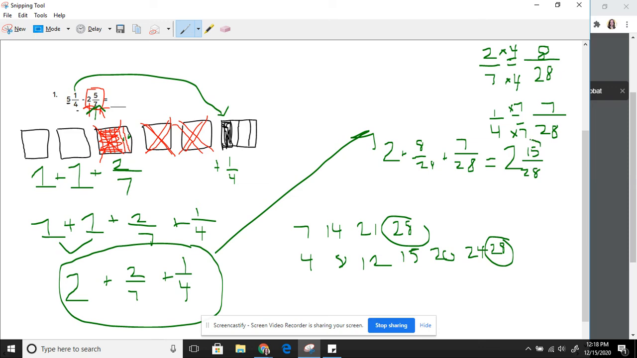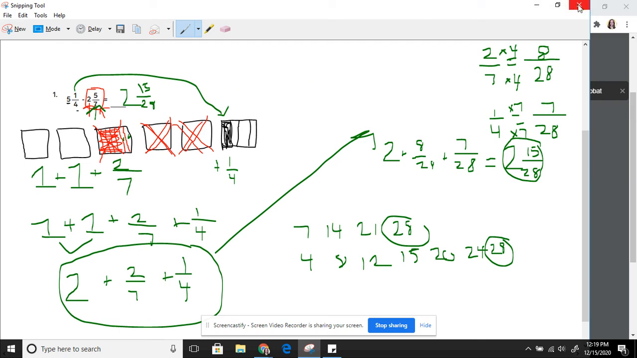So there's your final answer. That can't be reduced. 2 and 15/28. So when we have 5 and 1/4 minus 2 and 5/7, we've got 2 and 15/28 as the difference. Okay, so that's number 1.